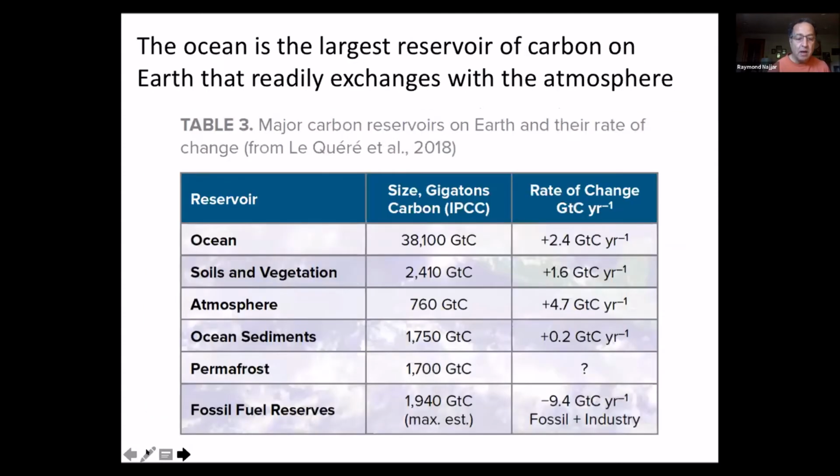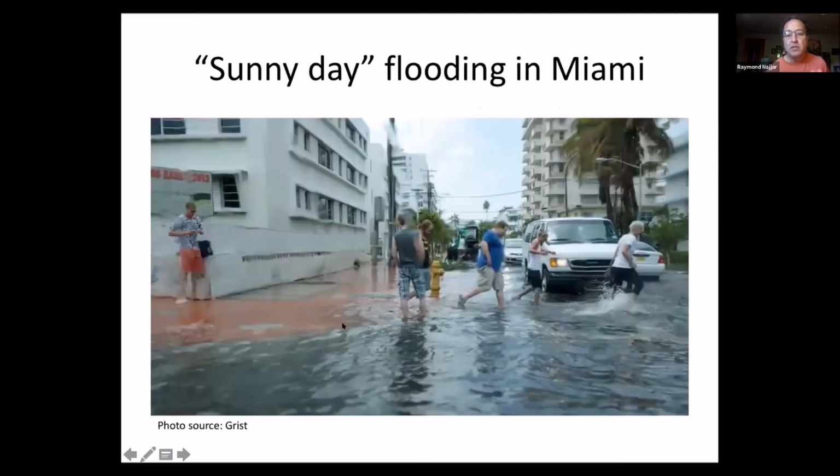I think I'm going to take a pause there. Are there any questions about the heat part of this discussion? Well, maybe this is a good time to talk about hurricanes, because that was a question, a question about climate change and hurricanes.